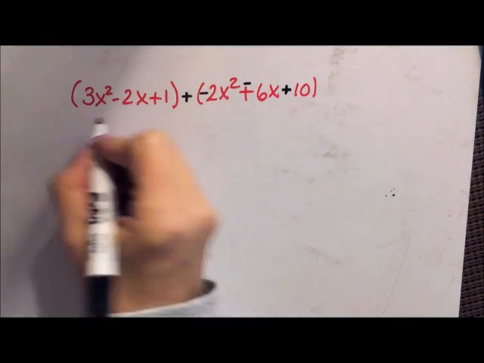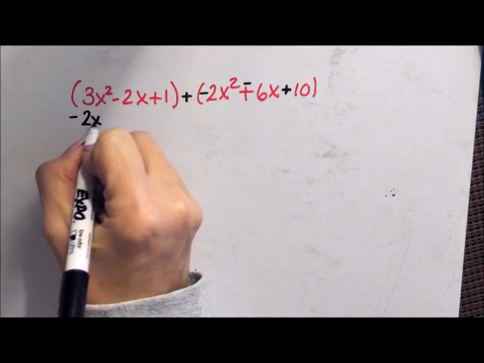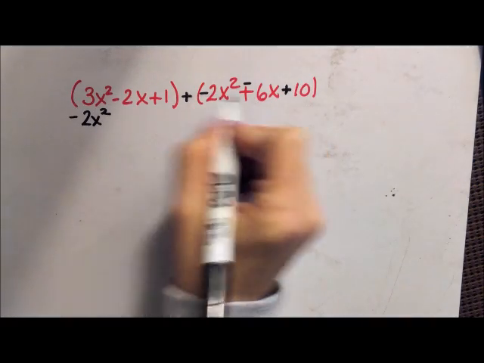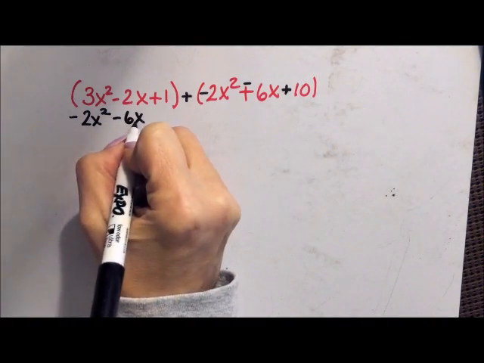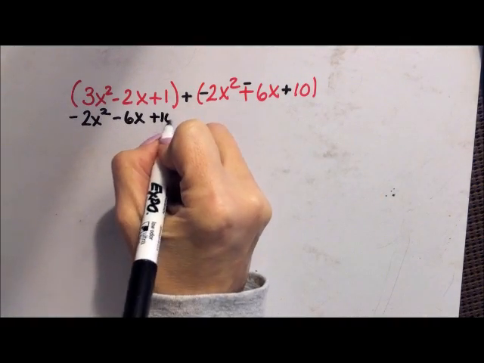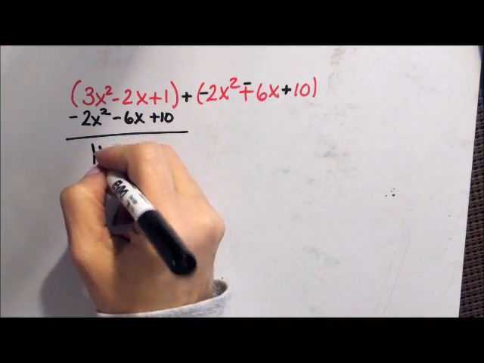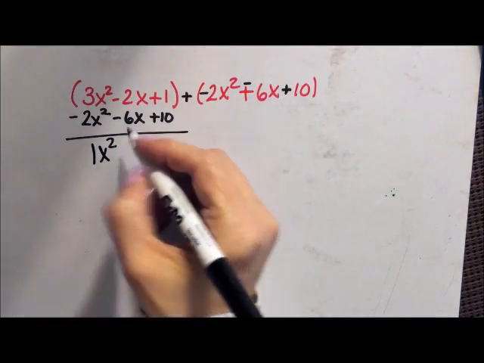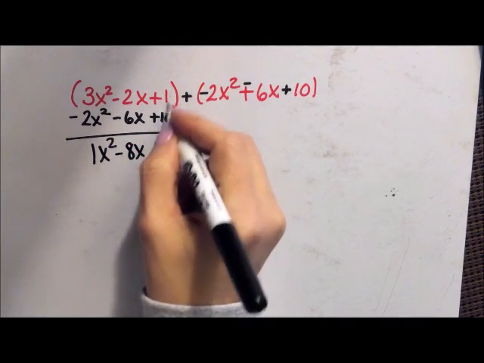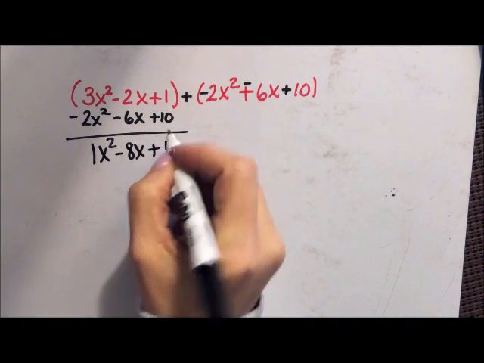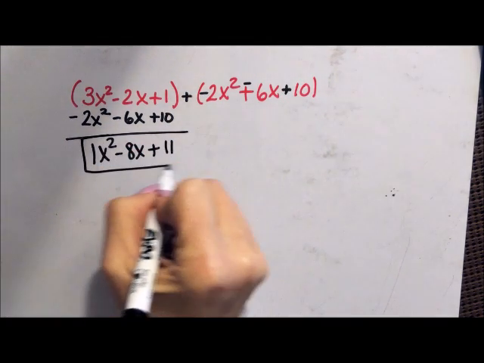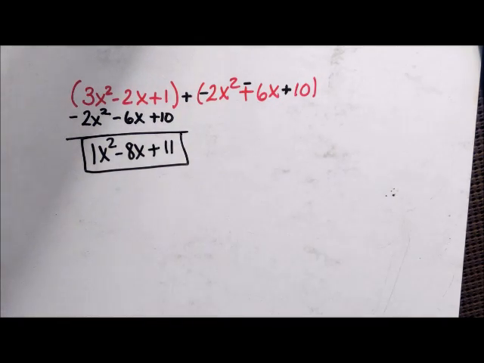And when we change this to addition, we have to change everybody's sign inside here. So negative 2x squared I'm going to put right underneath the 3. Negative 6x I'm going to put right underneath the x. And plus 10 is going to go here. 3 minus 2 would be 1x squared. Negative 2 and negative 6 would give me negative 8x. 10 and 1 would give me 11. So when you subtract those two polynomials, that's what you get for your answer.